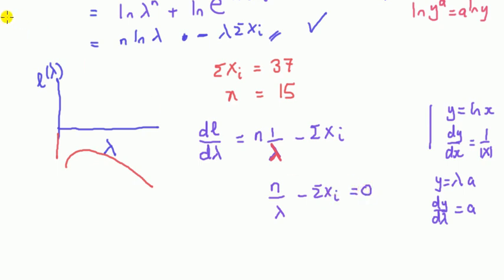Now when it's equal to 0, it's not any particular value of lambda, it's the solution. So let's call that lambda hat. Then we rearrange this, so take this sum to the other side, take n down. You can see that this is the sum of xi over n, in other words, the sample mean.